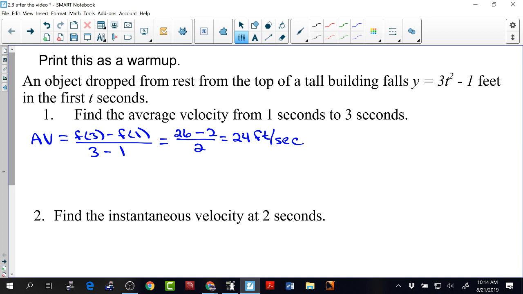feet per second. Sometimes on the AP test, on the free response part, sometimes labels are worth the point, sometimes they're not. 12, not 24, thank you. Yeah, 12.